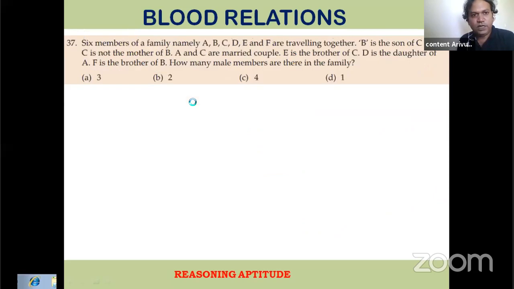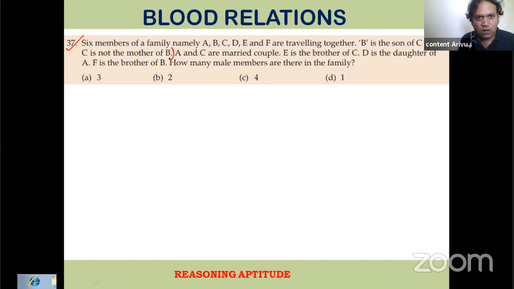So now let's move to the next question, which is very similar to question 36, but let's see here, 37. 6 members of a family, namely A, B, C, D, E, F. How many members are there? 6 members. A, B, C, D, E, F are traveling together. B is the son of C, but C is not the mother of B.